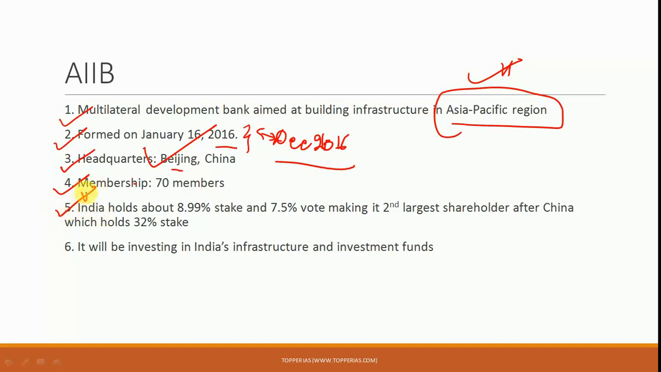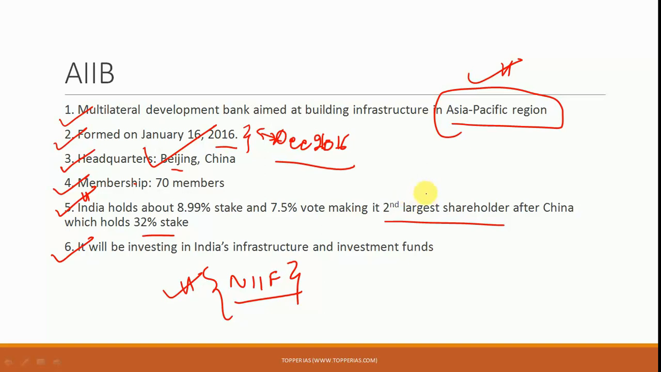And this is important because India holds about 8.99% stake and 7.5% voting rights, thus making it the second largest shareholder after China, which has a stake of 32%. So this is something that is important, and this is what makes this bank very, very important for India. Also, you should know that this bank will be investing in India's infrastructure and investment funds. That is, the National Infrastructure and Investment Fund of India is getting its funding from this Asian Infrastructure and Investment Bank. So this can be a question in itself.